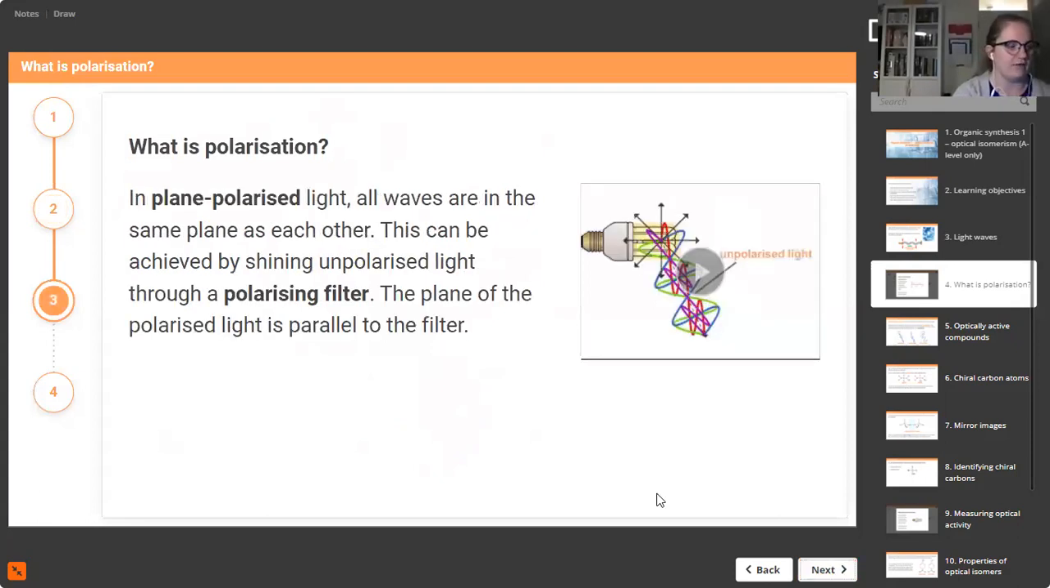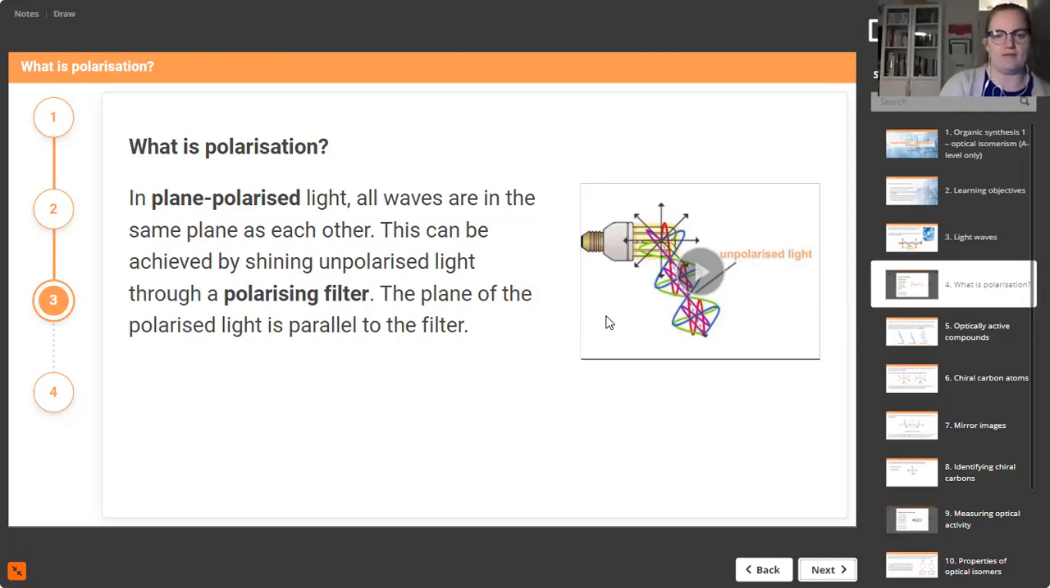In plane polarized light, all waves are in the same plane as each other. It's very similar to thinking about the edge of a piece of paper, and we can basically make an edge of a piece of paper here, here, or then basically anything in between. Okay, so all waves are in the same plane as each other. So we can't have all the different ones.